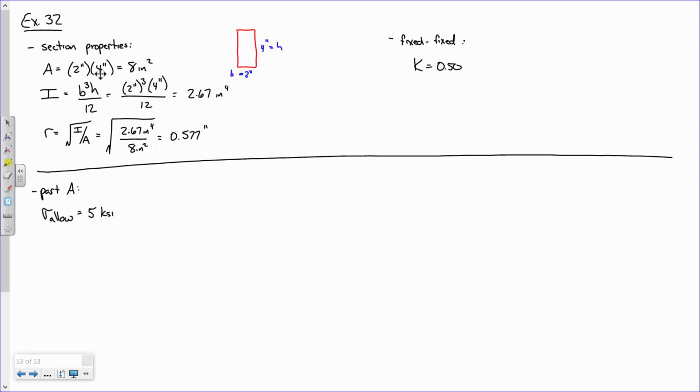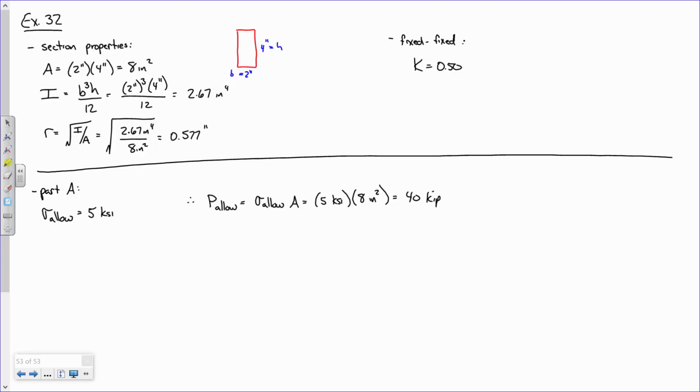The allowable force. 5 times the area, right? Sigma equals P over A, right? So let's compute a P allowable, which is sigma allowable times the area. So 5 KSI times 8, which is 40 kips. I just want to keep that in the back of our head.